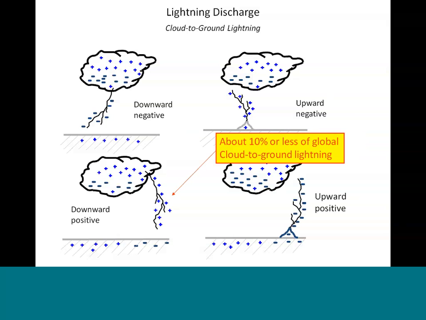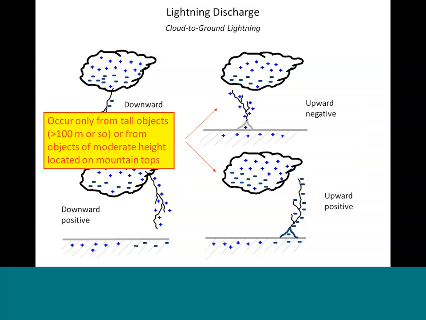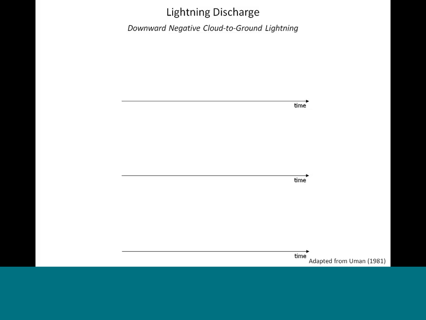and 10% or less is downward positive discharge. So we have 90% downward negative, less than 10% downward positive, and the rest, upward negative and upward positive, occur only from tall objects more than 100 meters in height, or from objects of moderate height located in mountain regions. Due to the importance of downward negative lightning, we review only this type in this presentation, and we will pay more attention to it.